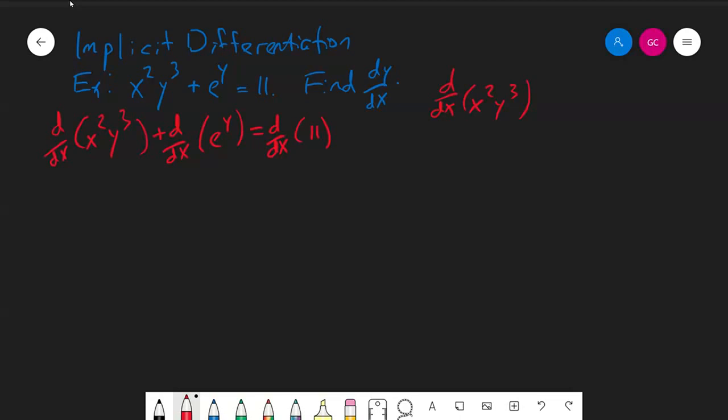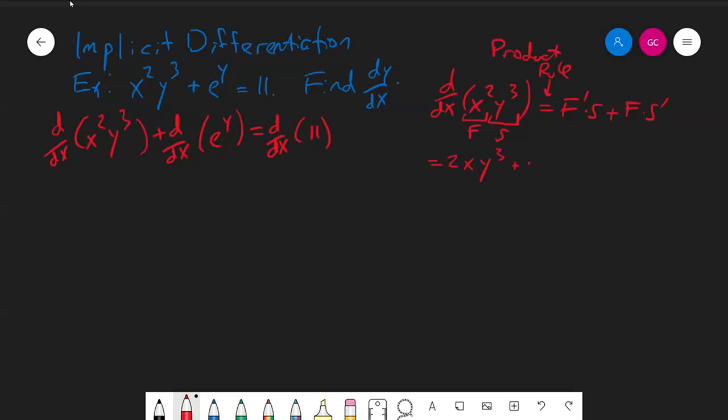And remember how the product rule works. When you have some first function, say capital F, and some second function, capital S, the product rule tells you that the derivative is f prime times s plus f times s prime. Well, since f is just x squared, that's kind of the easy part of all of this. F prime is just the derivative of x squared, so 2x. And I keep the second function, y cubed.